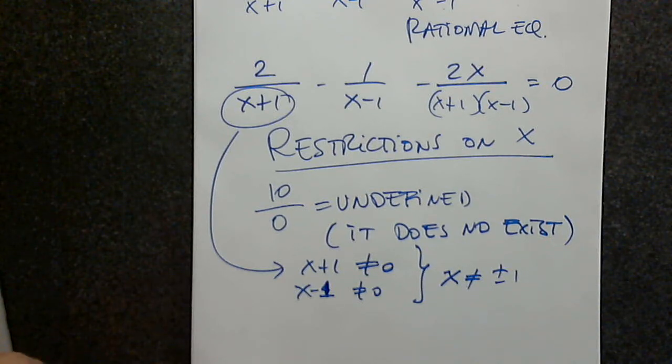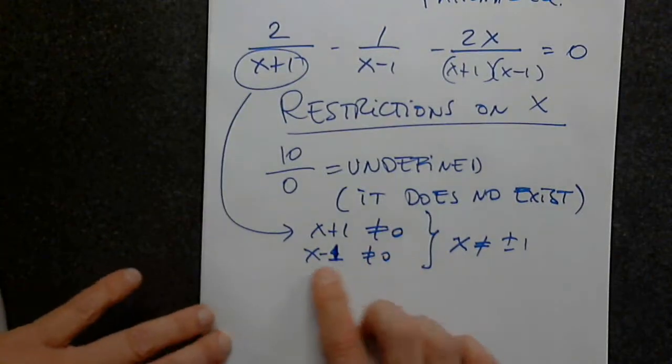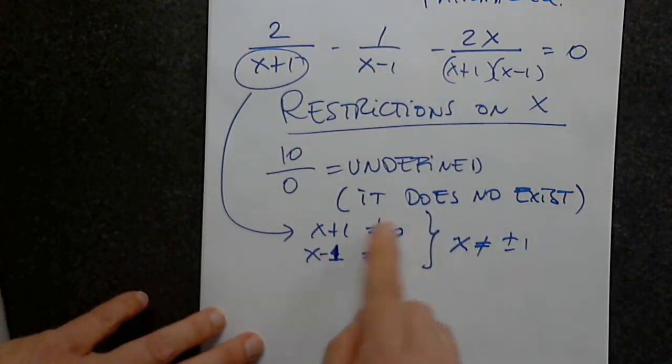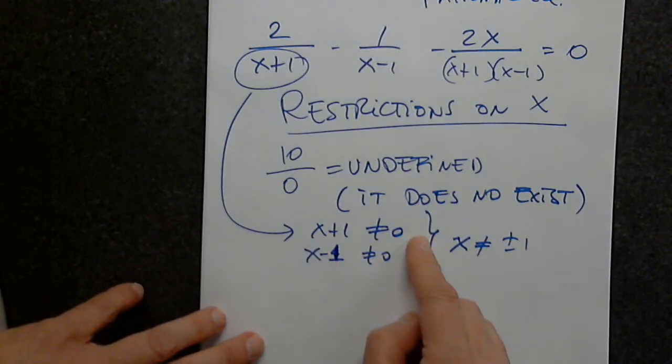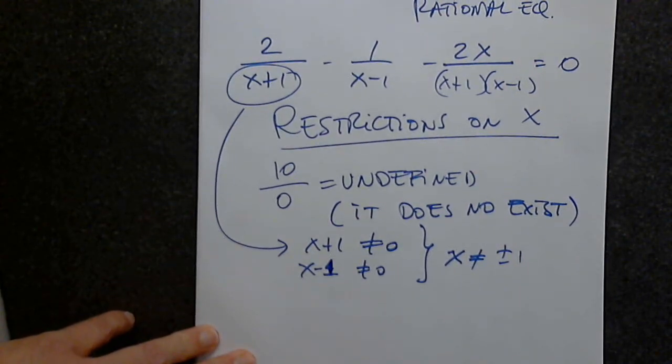If you set the denominator x plus 1, it cannot be 0. Right. We just solved the linear equation a few minutes ago. I move 1 to the other side. Okay. So x cannot be negative 1. Right. Got it. X minus 1, I move negative 1 to the other side. X cannot be 1. And that's how we get this. So you just put plus or minus 1 because this cannot be negative 1.